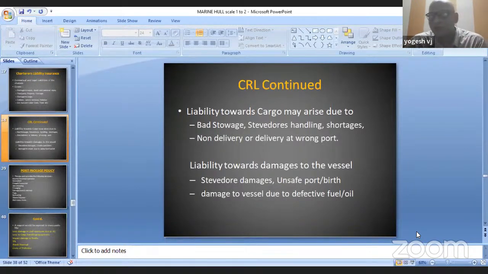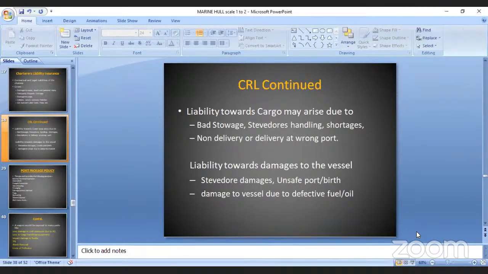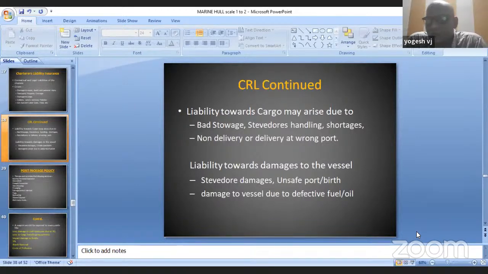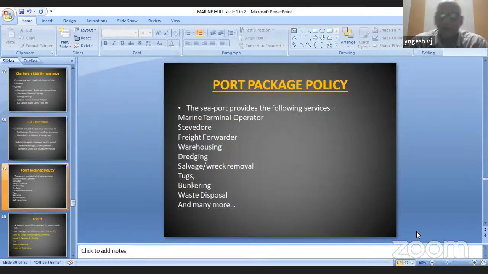Liability towards damages to the vessel. It is because again of stevedores' damages. That is, when they place cargo on top, they might knock against something, and there is a loss on the hull of the vessel, etc. Unsafe port berth. Damage to the vessel due to defective fuel, oil. I told you, defective fuel and oil. Right?